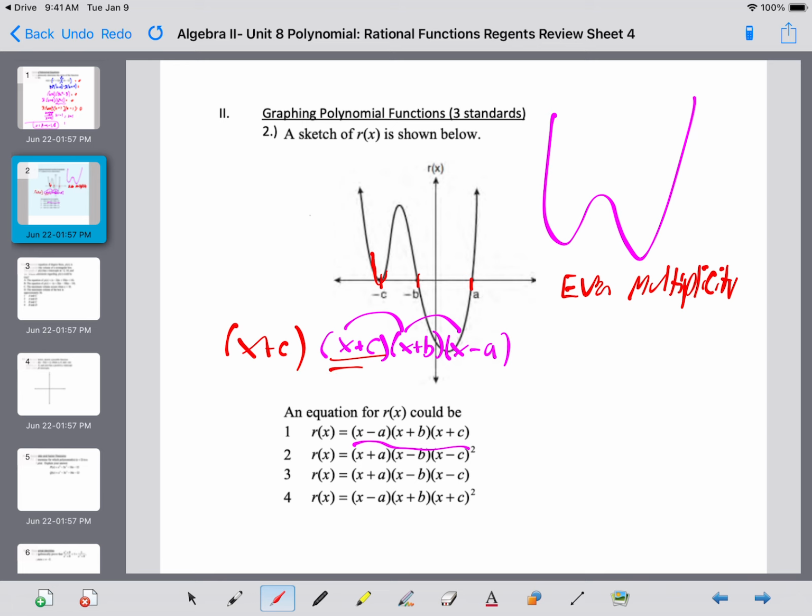So we have x plus c squared, x minus a, and x plus b. Your answer would be 4.